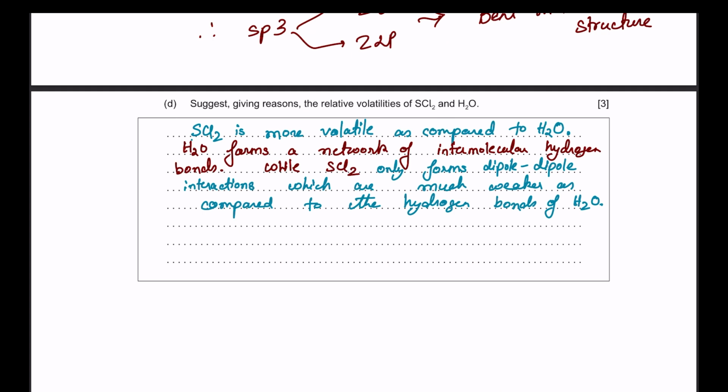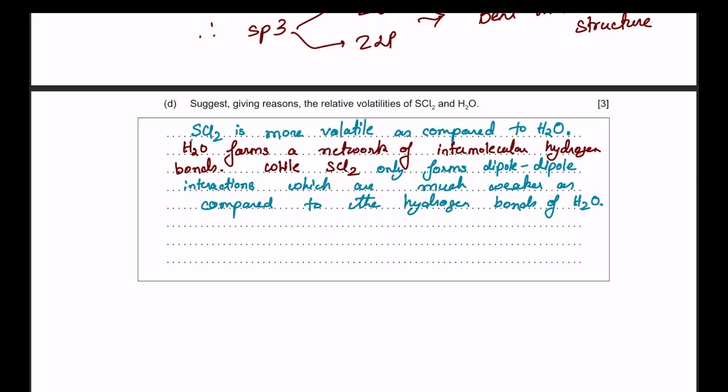So SCl2 will be more volatile as compared to H2O. This is the main comparison. Now coming to the reasoning. I find this reasoning the best, so we'll go with it. H2O can form a network of intermolecular hydrogen bonds with other H2O molecules, while SCl2 can only form dipole-dipole interactions because SCl2 is a dipole.